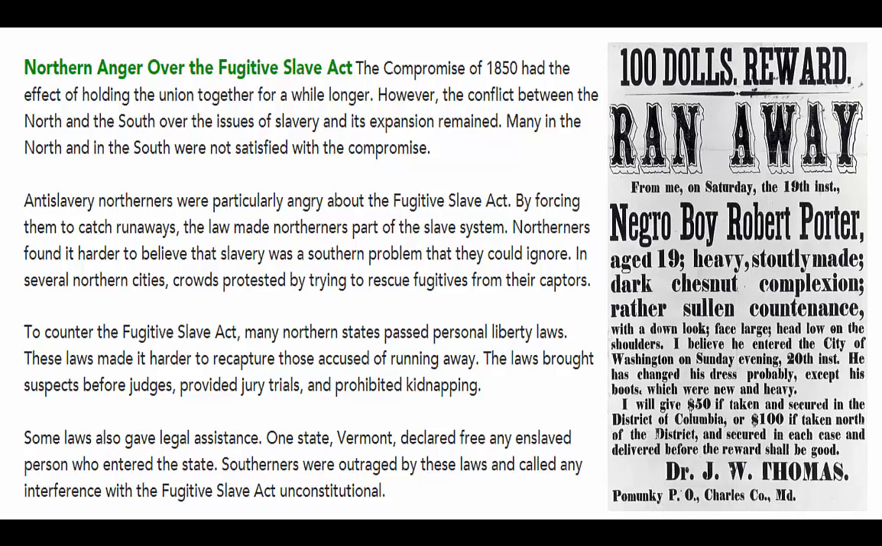And now we can continue with question 39. Why were many Northerners angry about the Fugitive Slave Act? We already touched on that before, but I would also add this line here that they said that it made them feel like they were part of the slave system. I thought that was a very good line that the textbook said.